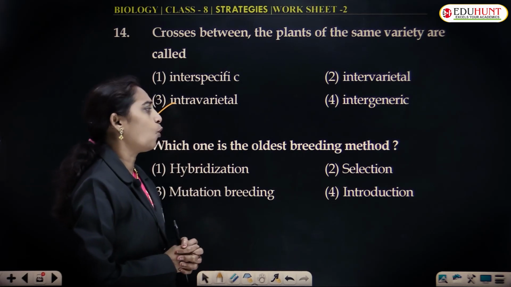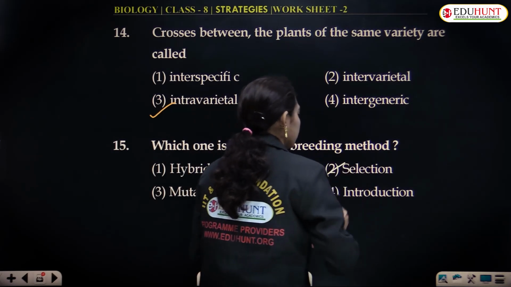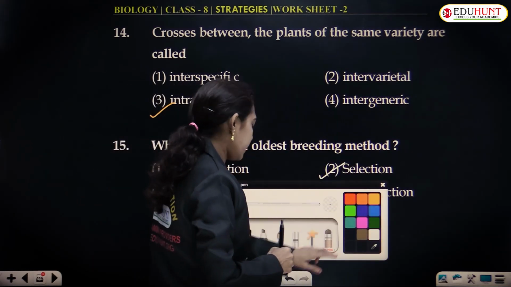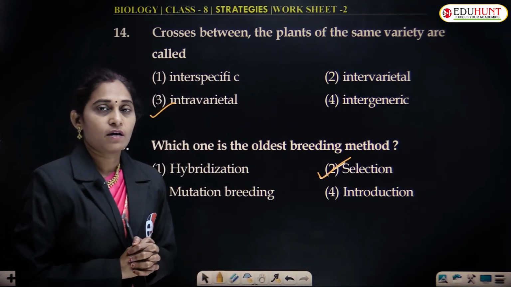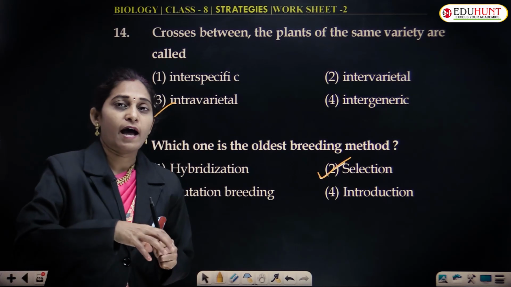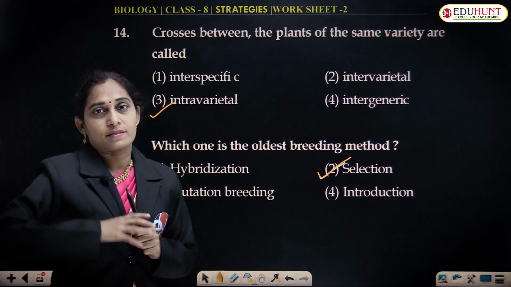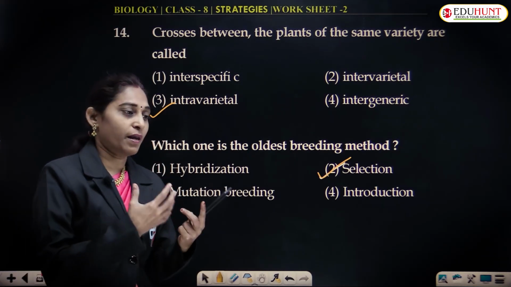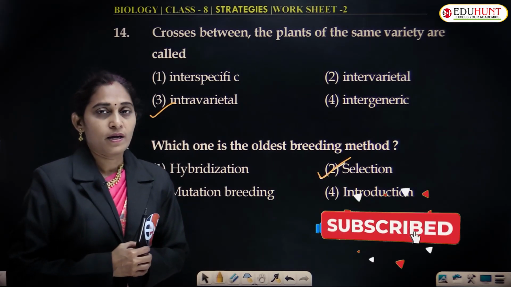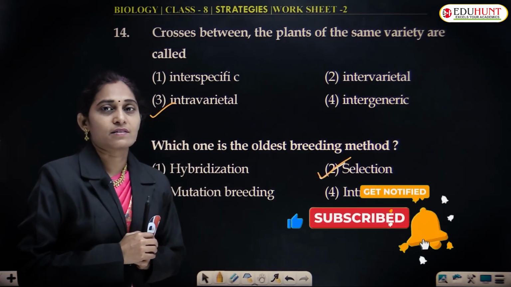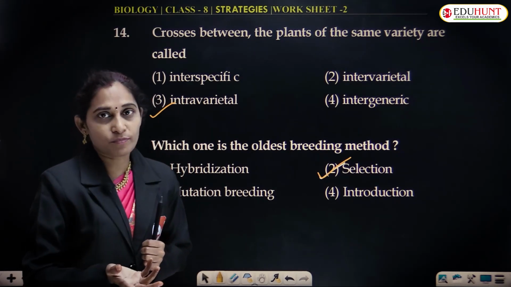Which of the following is the oldest breeding method? Oldest breeding method is selection. Selection is the oldest breeding method because our ancestors chose the best quality by observing the plants. If the plant is healthy, they chose that plant for the next generation to raise the next crop. If the seeds are bigger than the others, qualitative, healthy, they were taken. That is called the selection method.